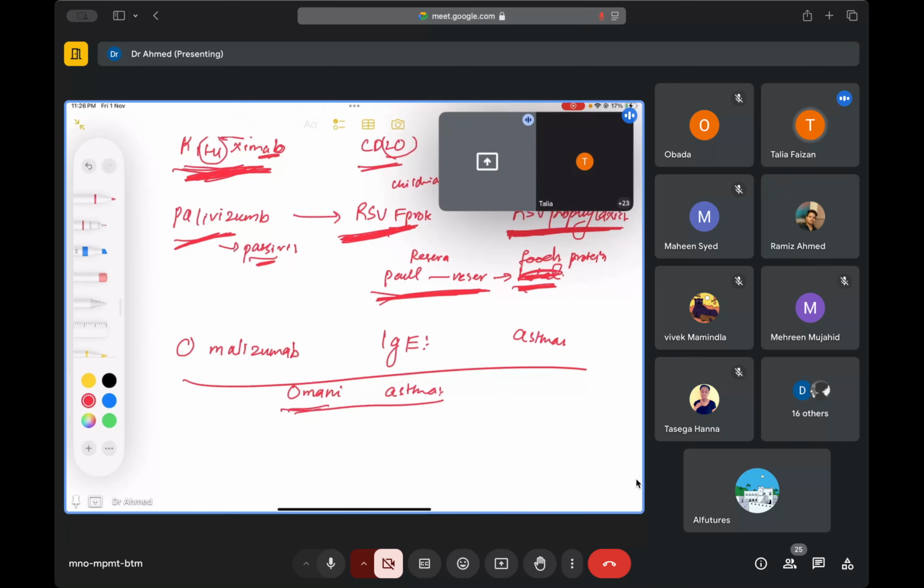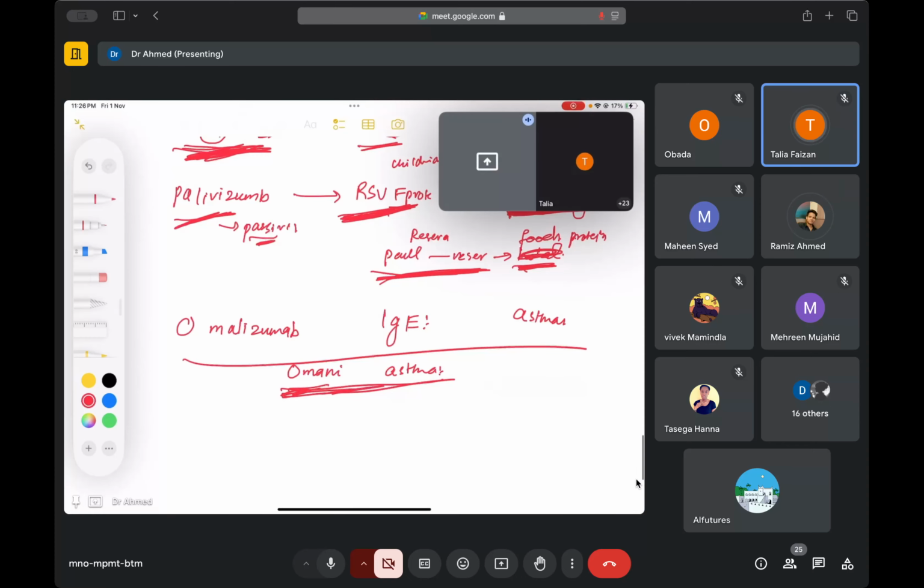Okay, we have disrespected a lot of countries. Sorry for that. Omani guys have asthma, and asthma has IgE. You guys know that, you don't need a mnemonic for remembering IgE sitting on the surface of mast cells. So omalizumab is going to target your IgE and it is used in asthma. Thank you. That was a good mnemonic.